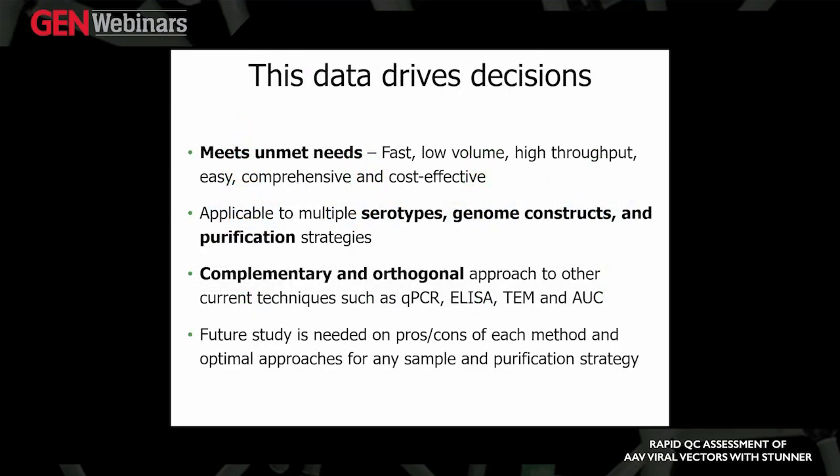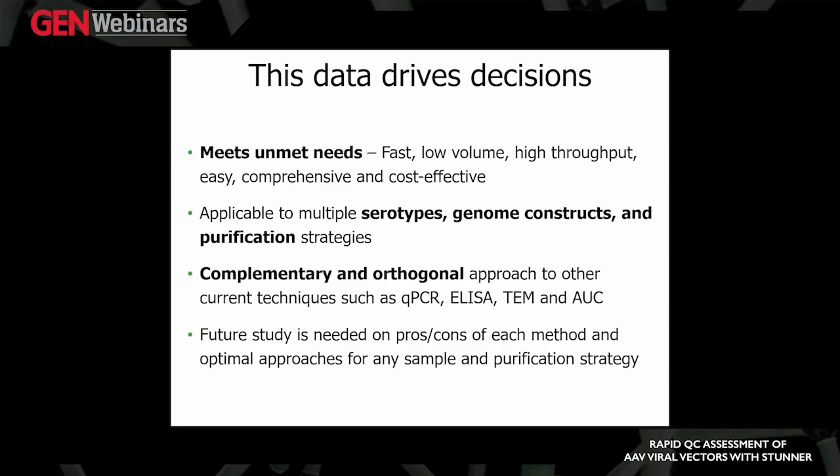Okay, that concludes our journey through 2 real-world case studies using Stunner for rapid AAV QC. It shows that Stunner helps meet unmet needs with fast, low volume, high throughput, easy, comprehensive, and cost-effective results, where Stunner needs purity but conserves time and sample when assaying AAV titer, empty-full ratio, size, and aggregation in development and manufacturing environments. It's an assay that's applicable to multiple serotypes, genome constructs, and purification strategies, and presents data that's complementary and orthogonal to other current techniques such as qPCR, ELISA, TEM, and AUC.